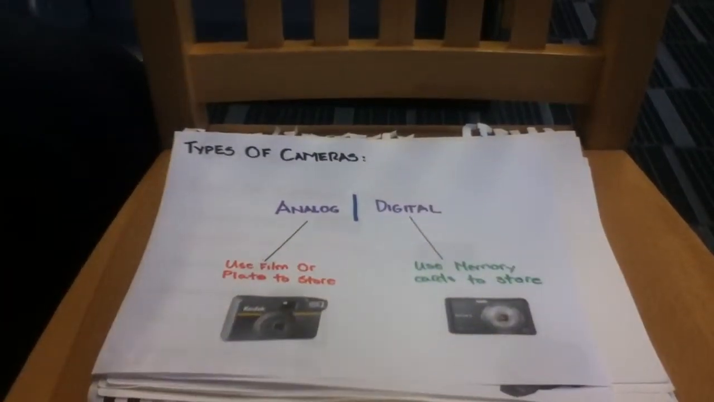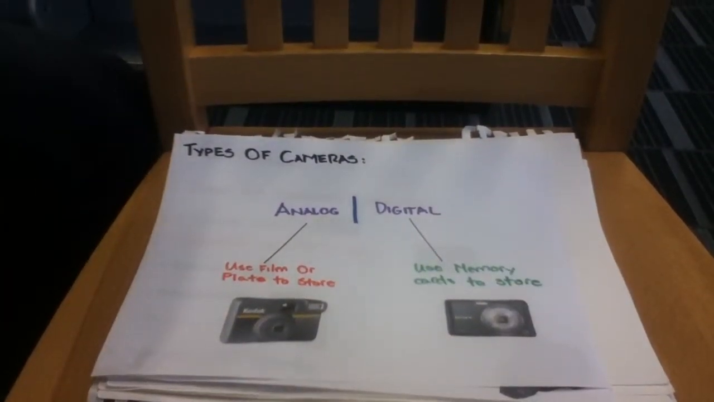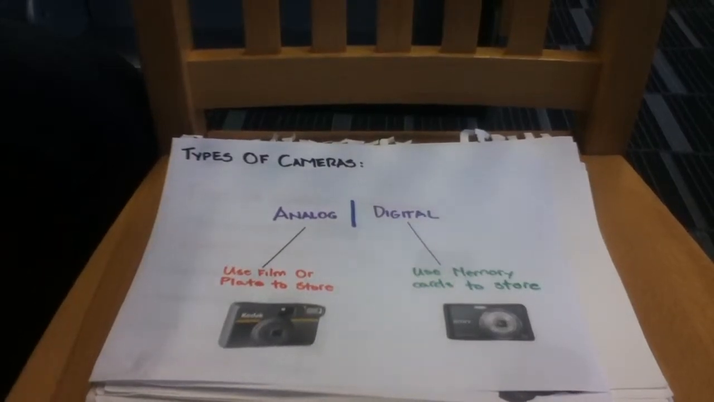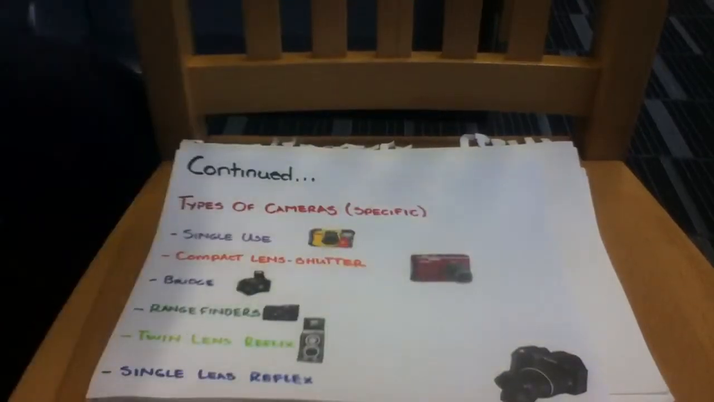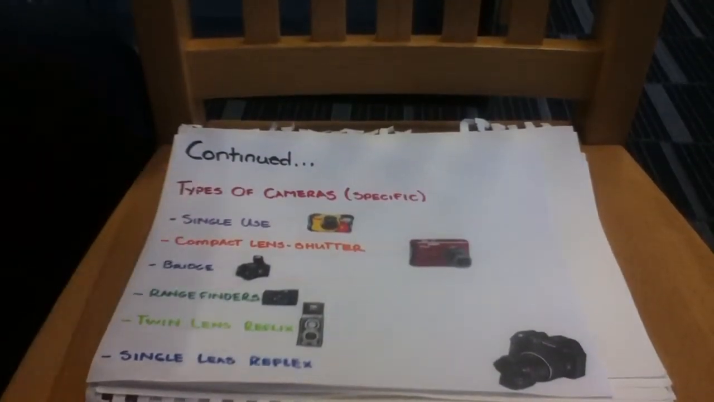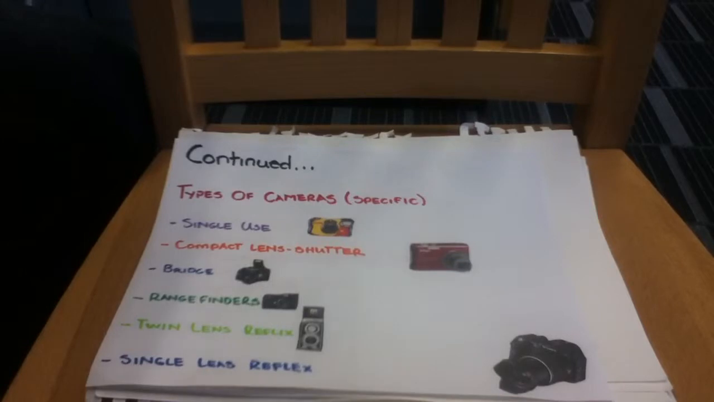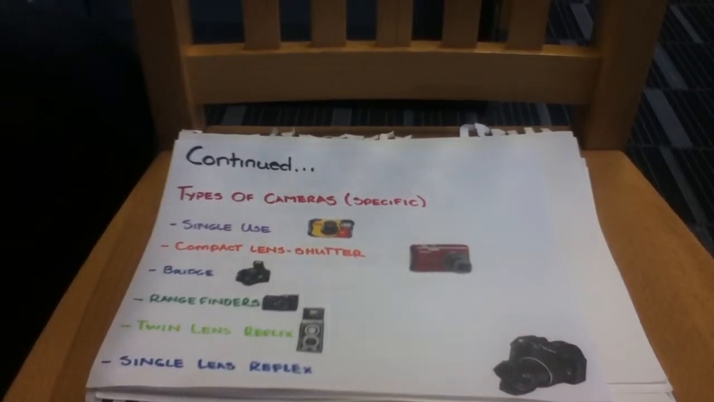So there are two types of cameras, analog and digital. What separates them is that analog uses plate or film to store images, while digital uses memory cards. To be more specific, there's single use, which is when you're done using the camera and the film has been processed, you would recycle the camera.